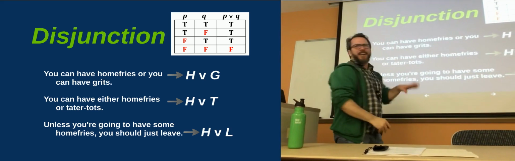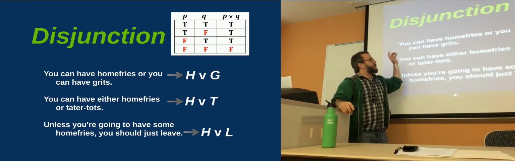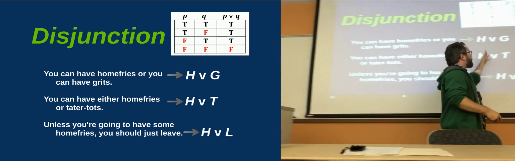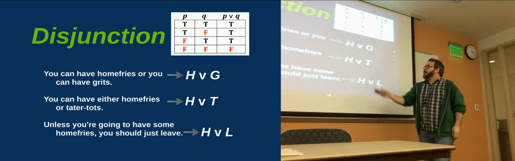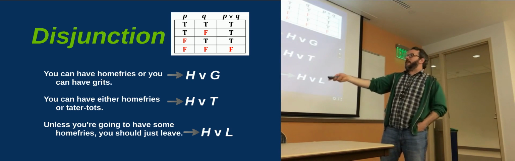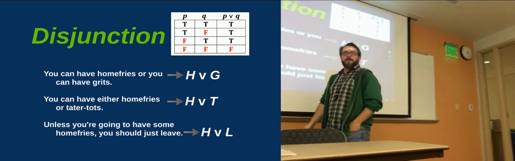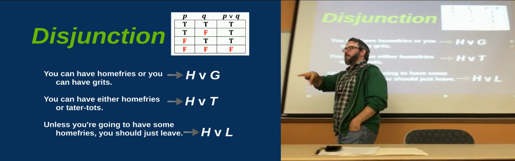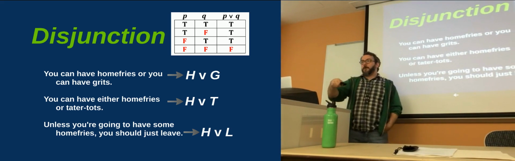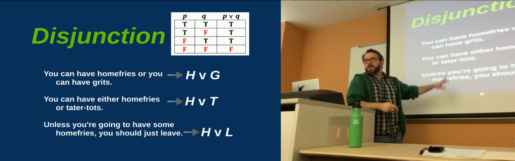And yet again, and you'll see this in your reading and to some extent in your homework and on the worksheet, a wide variety of natural language statements can be translated into this symbolic notation. You can have home fries or you can have grits. Or, here's an exotic version of it: unless you're going to have some home fries, you should just leave. Which is kind of a fancy way of making an "or" statement. Have some home fries or leave. Disjunction good so far?